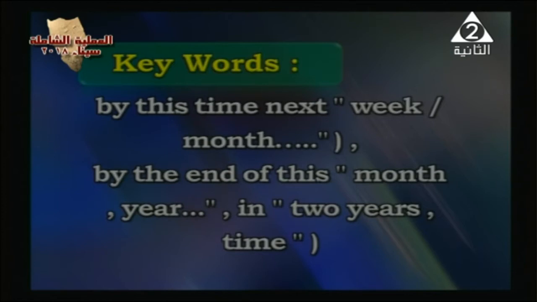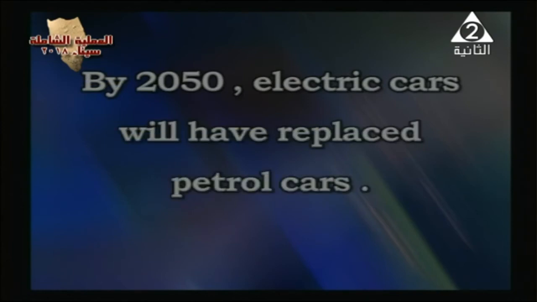Keywords: by this time next week, next month, by the end of this month, year, in 2 years' time. As you can see, the keywords include by and in. Let's see the example. By 2050, electric cars will have replaced petrol cars. We haven't reached 2050 yet, so when we reach 2050, electric cars will have replaced. Let's check the form again: will have plus the past participle.